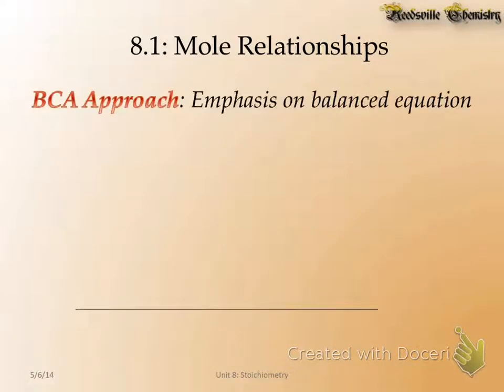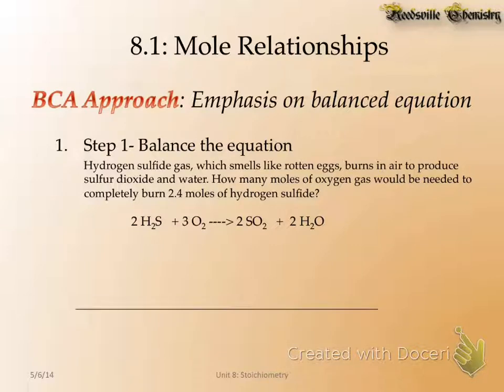So let's look at the approach we're going to use to figure out the stoichiometry. We're going to use what's called a BCA table. So it's called the BCA approach. The BCA approach to stoichiometry emphasizes the balanced equation. It uses the balanced equation to really figure out this stoichiometry. The first step in working with stoichiometry, trying to figure out how much or how many moles are going to be produced, is to balance the equation. So that's no different than we've seen in the past. So here's my first example. You don't have to write down all the words, the hydrogen sulfide gas, which smells like rotten eggs.